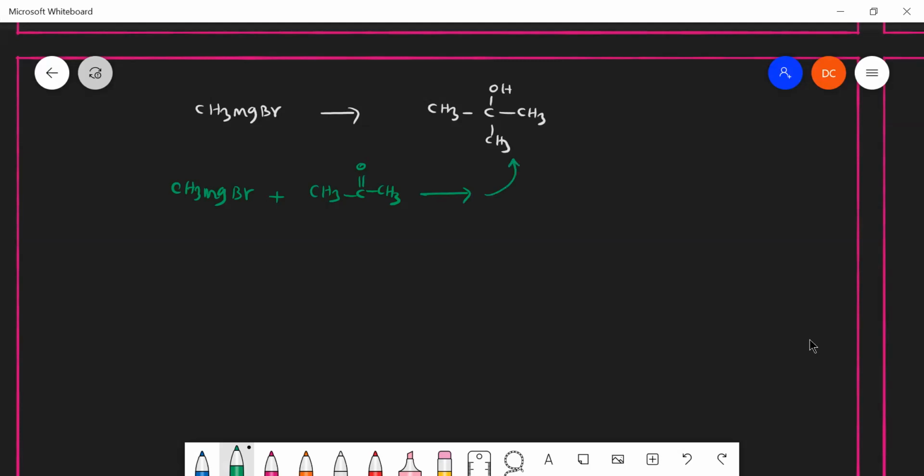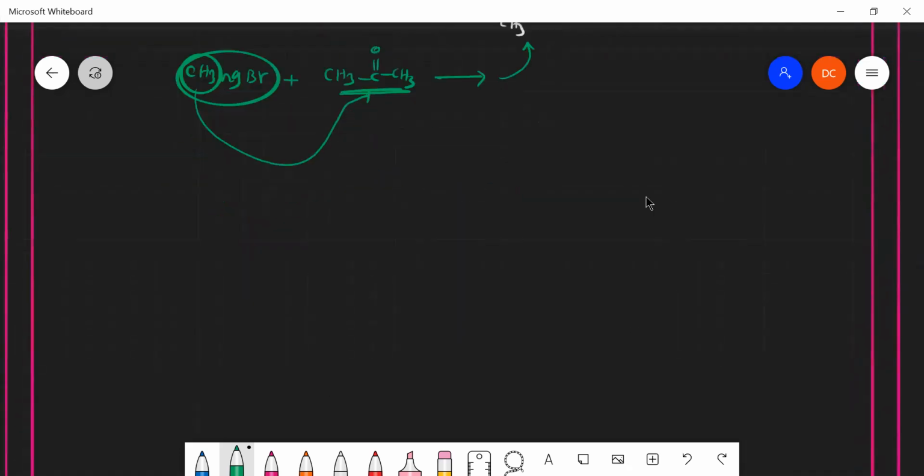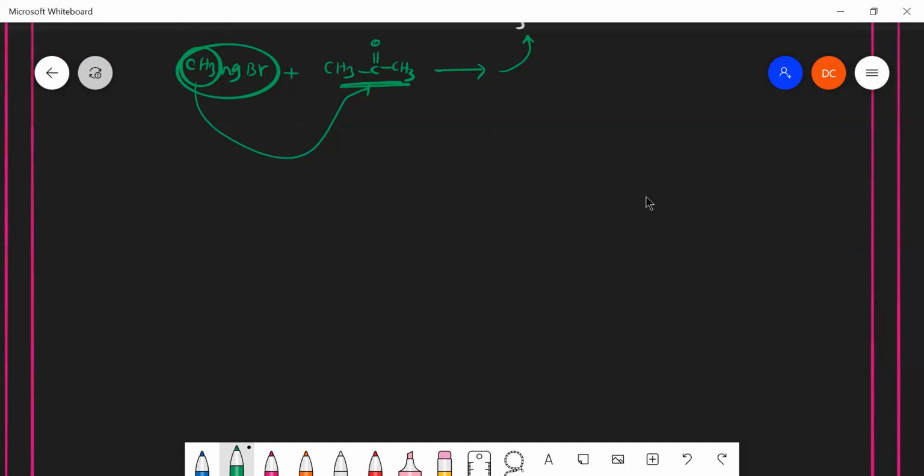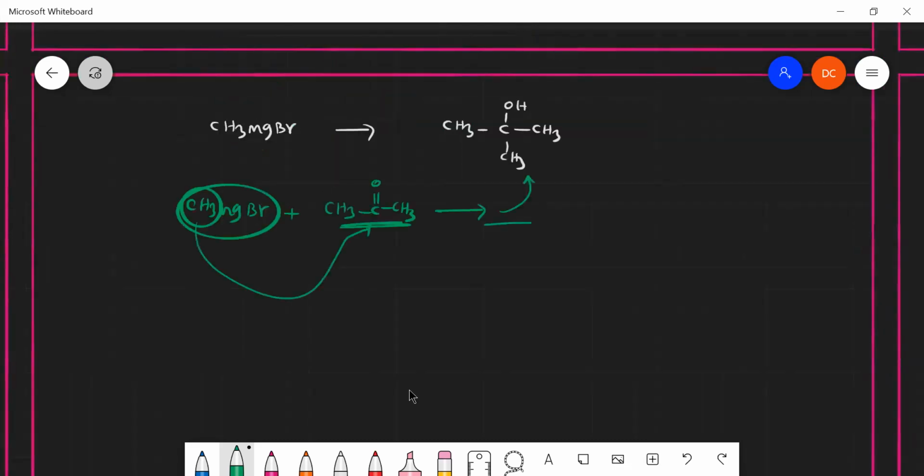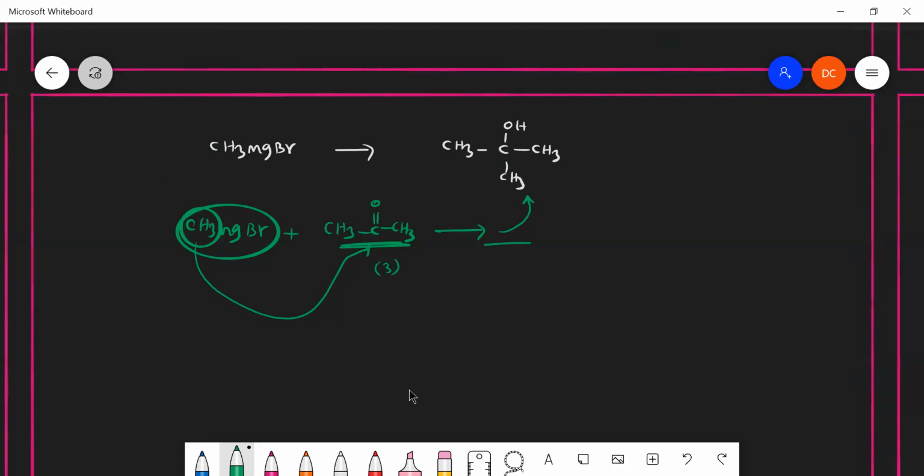Why? Because we know that whenever the Grignard reagent is used, that carbon will also be attached to this. So if you want to prepare an alcohol whose number of carbons is higher than that of the reactant you have taken, then you have to use Grignard reagent. Here, the reactant has 3 carbon atoms totally, and the Grignard reagent has 1 carbon atom. For the product, we get a 4-carbon product.